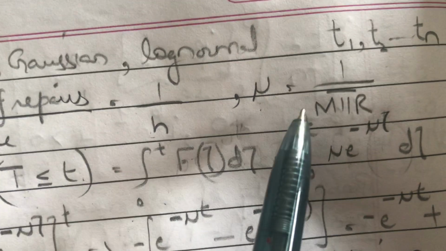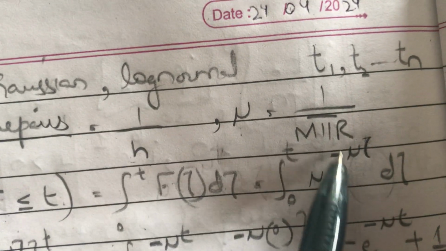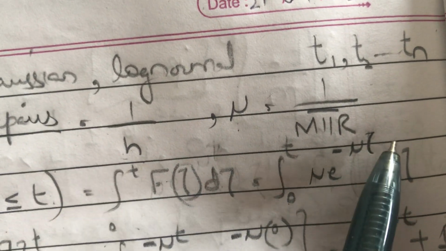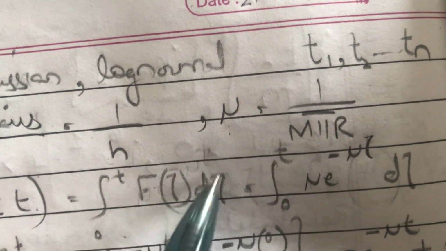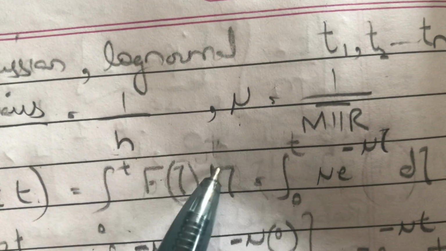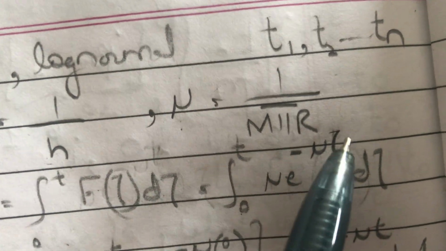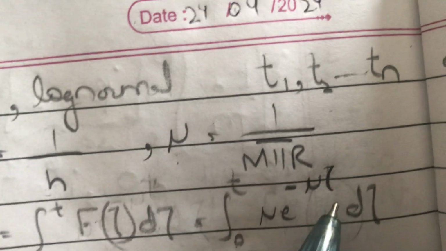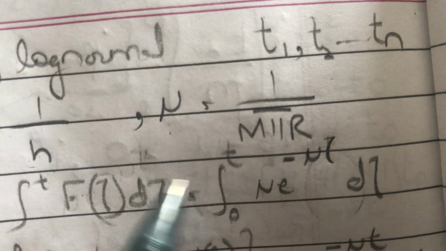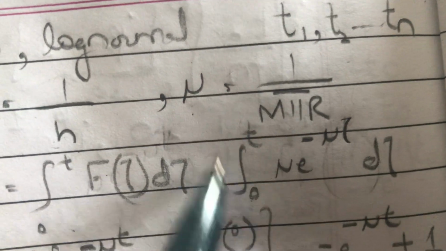So it is from 0 to t, mu e^(-mu tau). This t is being represented because we are now in the integration of d tau, so that's why we have replaced this t with tau, and this is d tau here. It comes here, and now we are going to integrate this function.